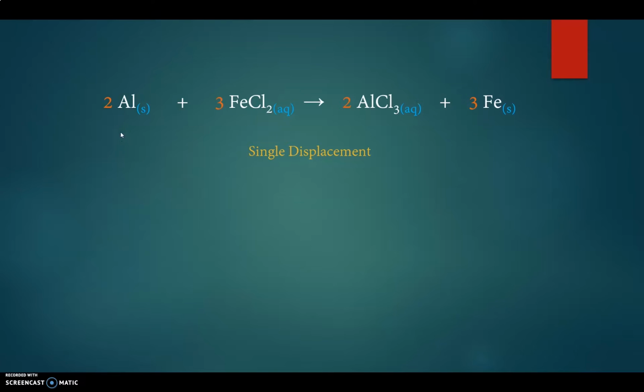To balance the equation, because aluminum is a plus 3 and iron is a plus 2, we would need 2 aluminums to give us 6 pluses on the right and 3 irons to give us 6 pluses on the left. For physical states, aluminum and iron are both metals, so of course they will be solid. Chloride has a charge of -1, and therefore FeCl2 will be aqueous, and AlCl3 will also be aqueous.